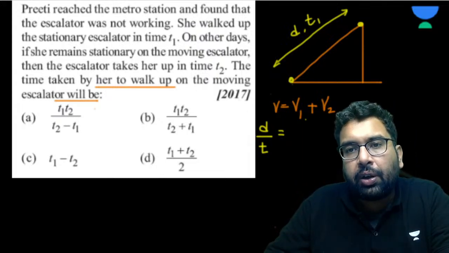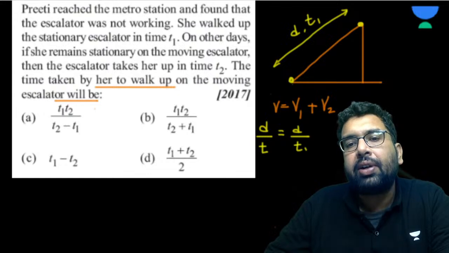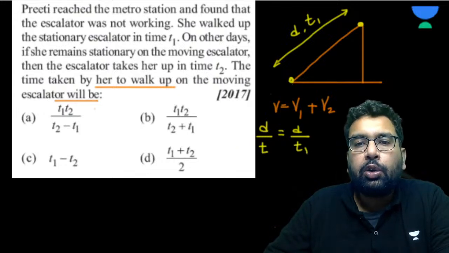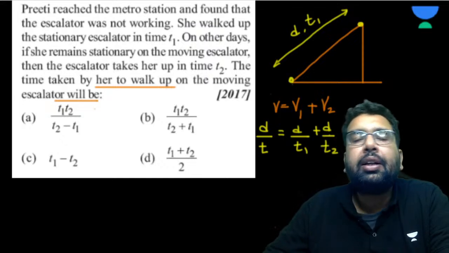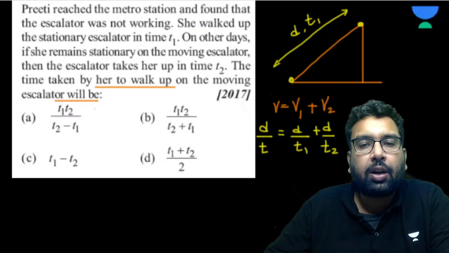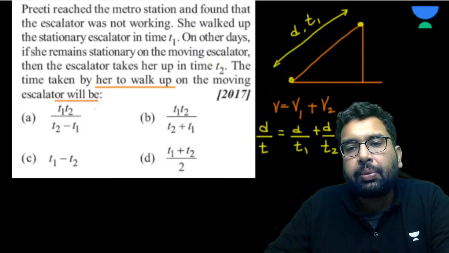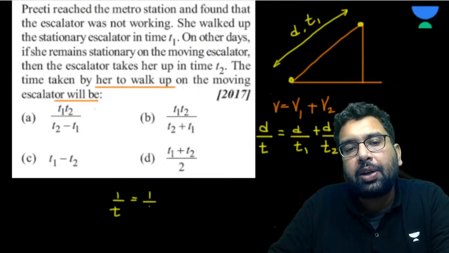Now v1 is the distance she covered in t1 time when she was walking, so this is her speed. And the same distance she did in t2 time when she stands still on the escalator, so that is the speed of the escalator. So from here we get 1 by t is equal to 1 by t1 plus 1 by t2.